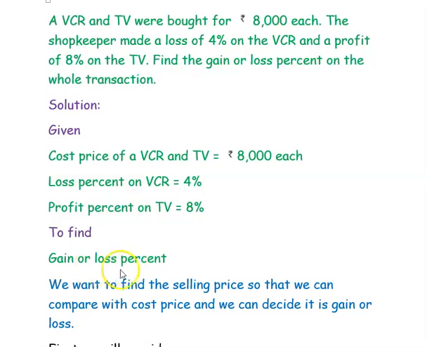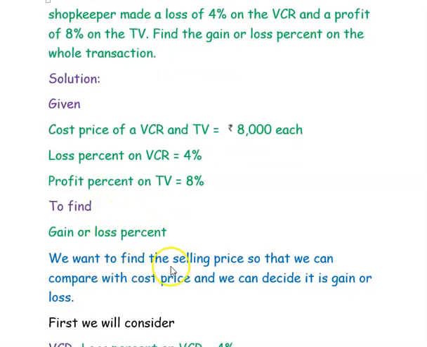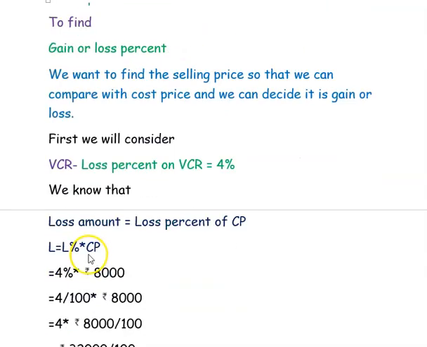So whether it is gain or loss, we have to find it out first. Then we want to find the gain or loss percent. So we want to find the selling price so that we can compare it with the cost price and decide whether it is gain or loss. It's given only the cost price, so we have to find the selling price to compare it. Okay. So now first we will consider the VCR.